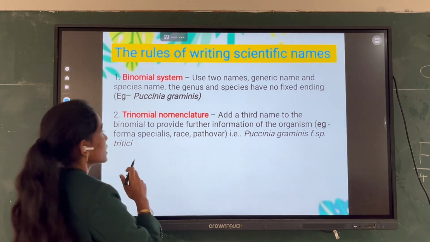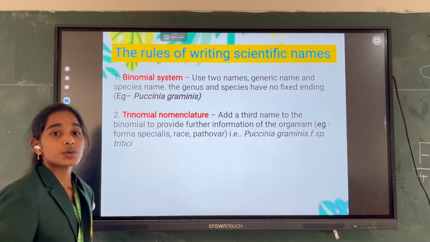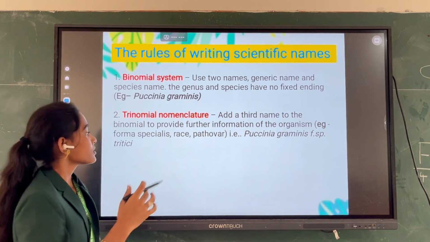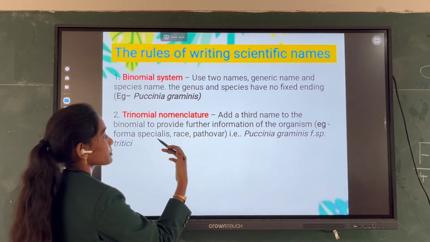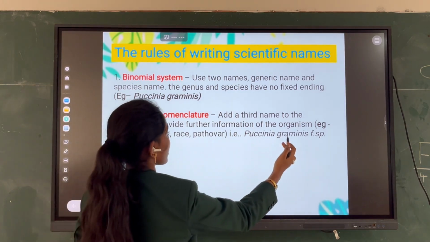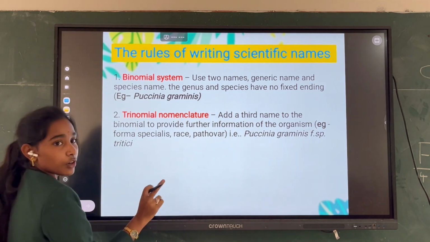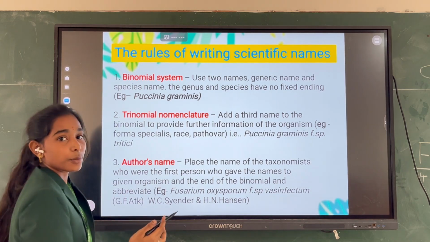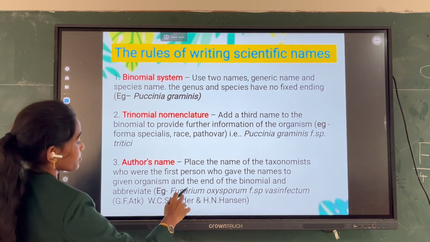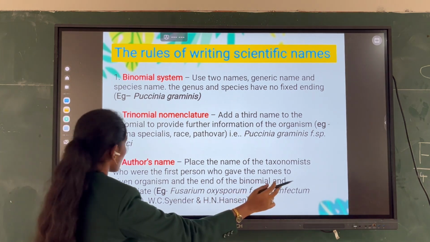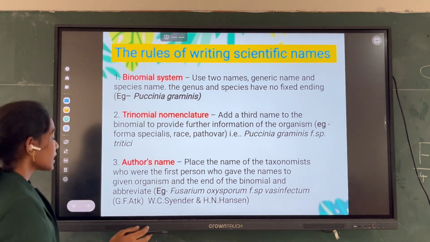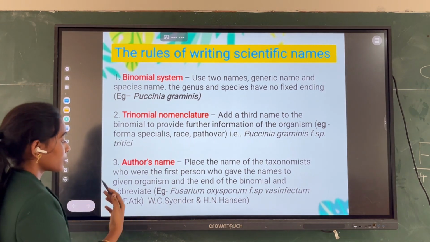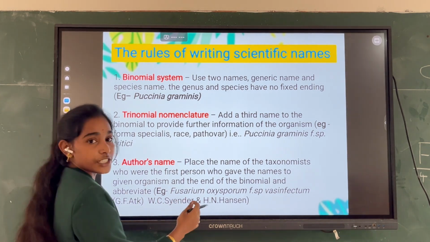Next is trinomial nomenclature. Here we add a third name to the binomial to provide further information about the organism, such as forma specialis or race. For example, Puccinia graminis f. sp. tritici. One more rule is the author name. We place the name of the taxonomist at the end of the binomial. For example, Fusarium oxysporum f. sp. vasinfectum G.F. Atkinson. Here Atkinson is given an abbreviation like Atk., followed by W.C. Snyder and H.N. Hansen.